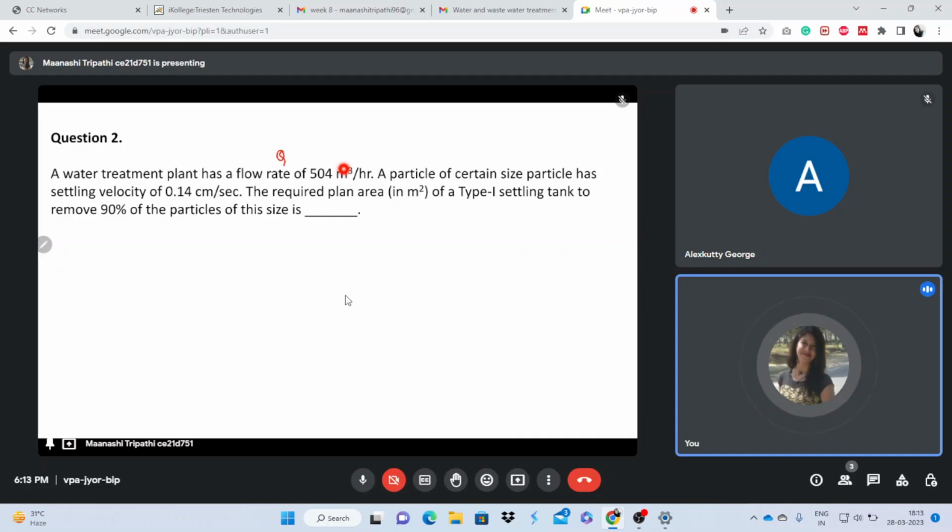A particle of certain size has a settling velocity of 0.14 centimeter per second, and we need to find out the required plan area of type 1 settling to remove 90% of the particles of this size. We need to calculate the plan area. We have the Q value, we have the settling velocity, we need to find out the area.